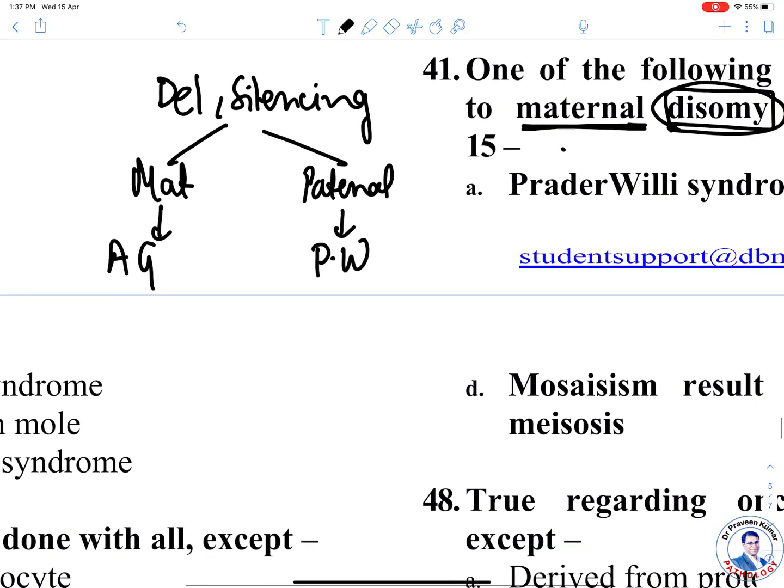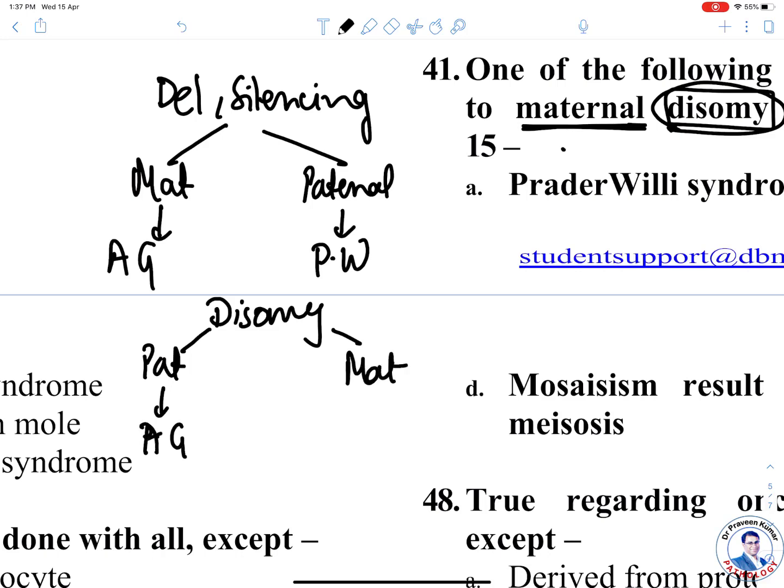But suppose the question is disomy, guys, then the entire thing becomes opposite. If it is paternal, it is Angelman, and if it is maternal disomy, it then becomes Prader-Willi syndrome. So again, I want to point out here, deletion and silencing is opposite from disomy.